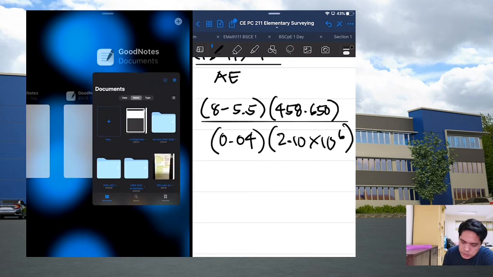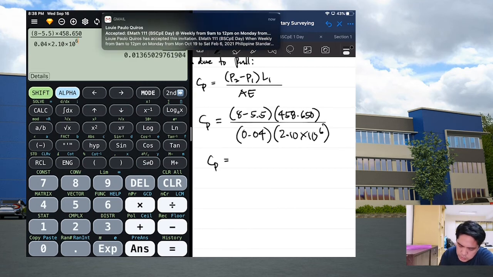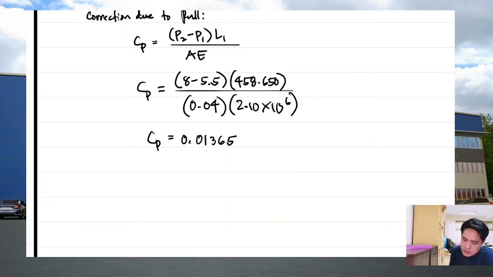Okay, correction due to pull is 8 minus 5.5 times 458.650 divided by 0.04 times 2.10 times 10 raised to 6. So, the correction due to pull CP is 0.014. So, let's use na lang 5 decimal places for this time lang. 0.01365. Okay. So, that would be in kilogram cancel.